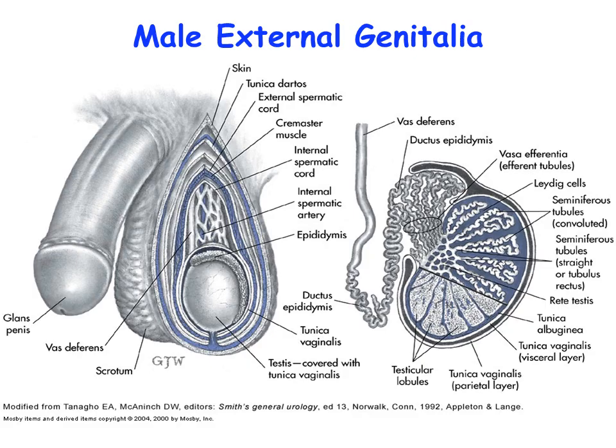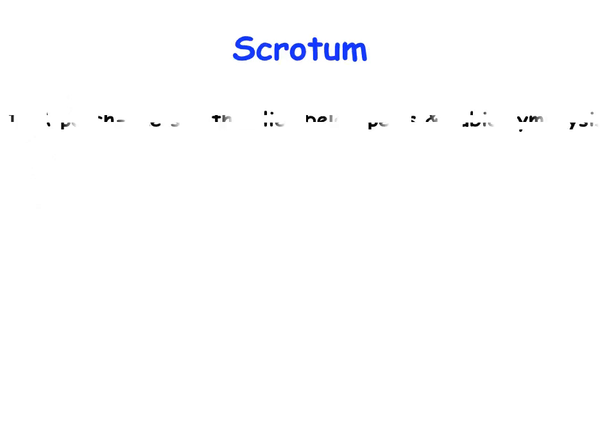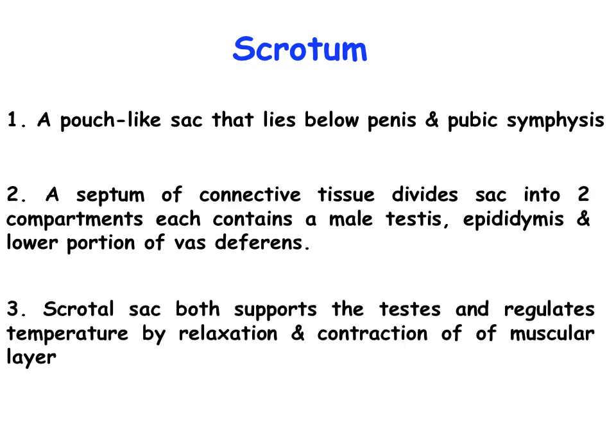Right now, we're going to do a rather quick discussion of the male external genitalia, starting with the scrotum, which is basically the sac. It lies below the penis and the pubic symphysis, and it's basically connective tissue that separates the sac into two compartments. This is where the male testes, the epididymis, and the lower portion of the vas deferens are located. The scrotal sac will support the testes and regulate temperature, and it's going to relax and contract the muscular layer, which will affect blood flow and affect temperature.